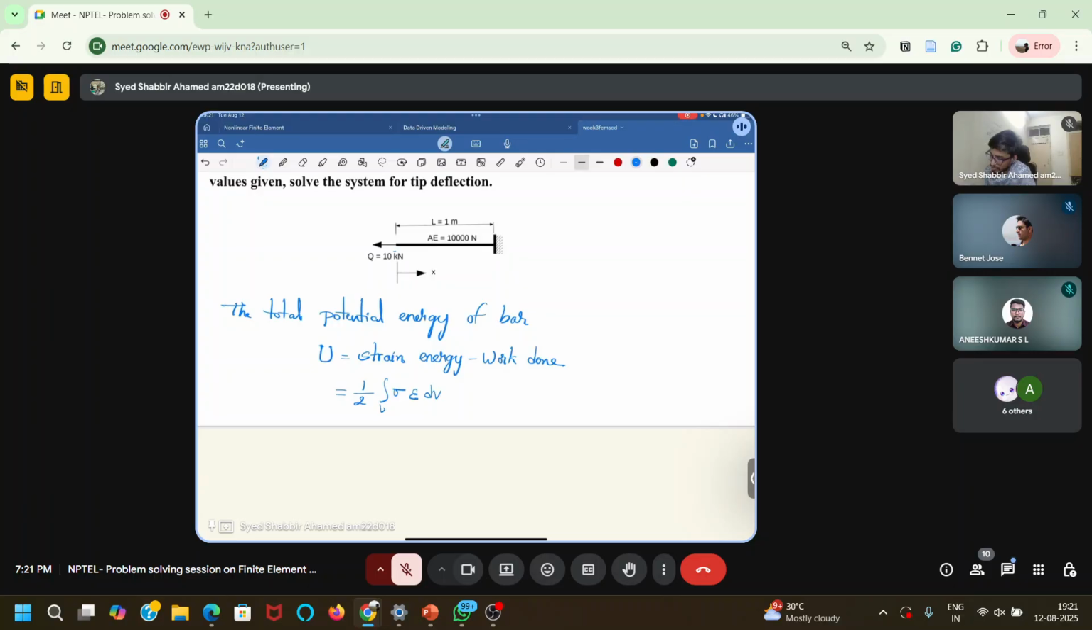So this is the total strain energy over the volume of the bar. And there is also work done by the force on the bar. You can see that this force is acting in the negative x direction, so I am taking it as minus q, and it is acting on the tip. So q is acting at the tip, so I can take care of that by using the Dirac delta function.